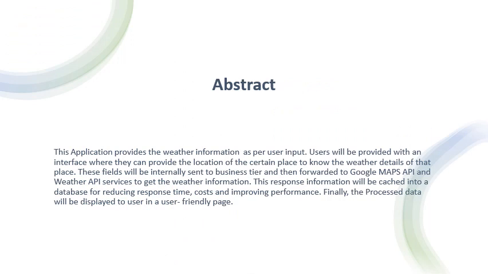So coming to the abstract of our project, this application provides the weather information as per user input. Users will be provided with an interface where they can provide the location of a certain place to know the weather details of that place. These fields will be internally sent to the business tier and then forwarded to Google Maps API and Weather Map API services to get the weather information. This response information will be cached into a database for reducing response time, cost, and improving performance. Finally, the processed data will be displayed to the user in a user-friendly page.